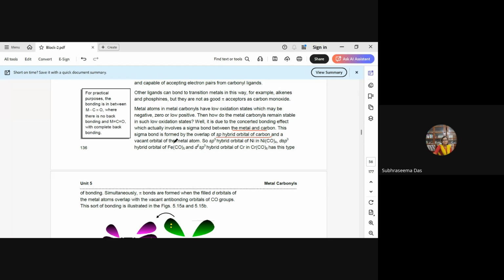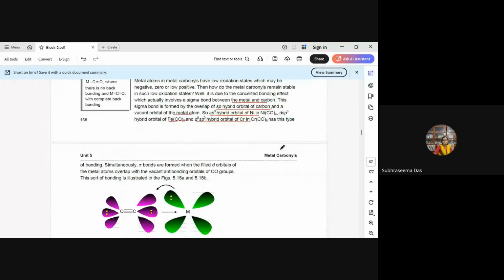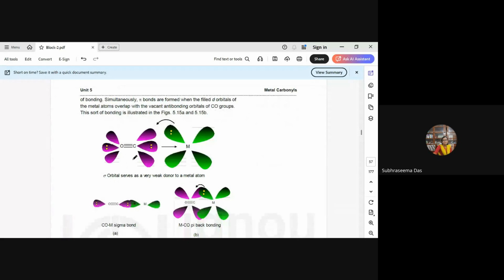Suppose we take the example of nickel tetracarbonyl. In Ni(CO)4, we take the sp3 hybrid orbital of nickel, dsp3 hybrid in the case of Fe(CO)5, and d2sp3 hybrid in Cr(CO)6. They have this type of bonding. Similarly, pi bonds are formed when the filled d orbitals of the metals overlap with the vacant antibonding orbitals of the carbon monoxide groups.